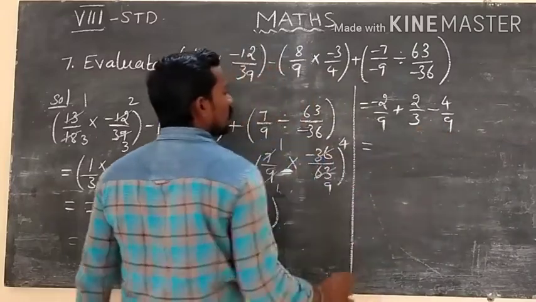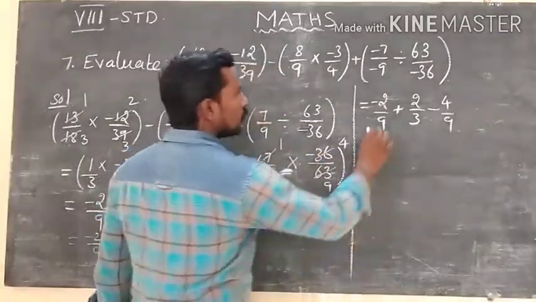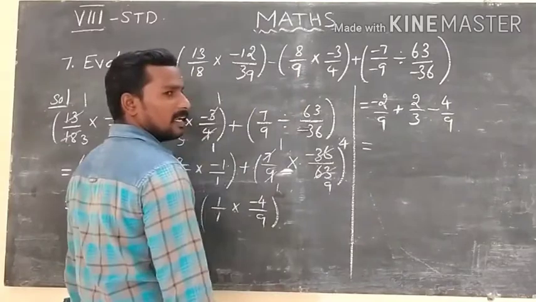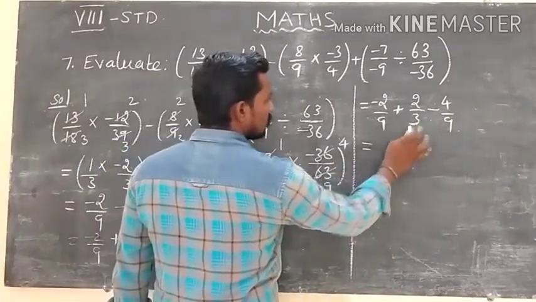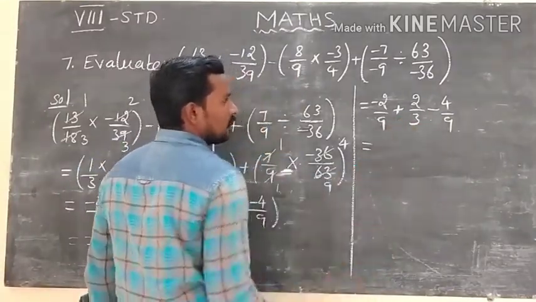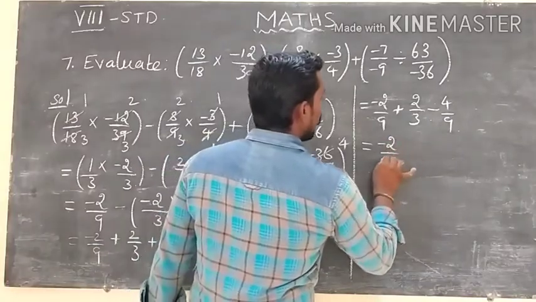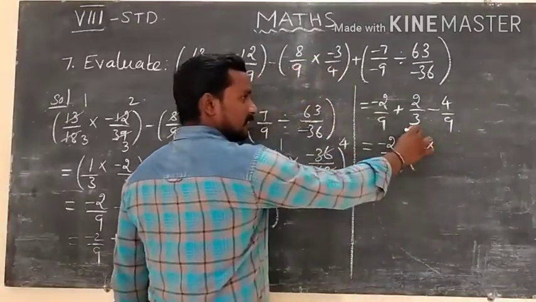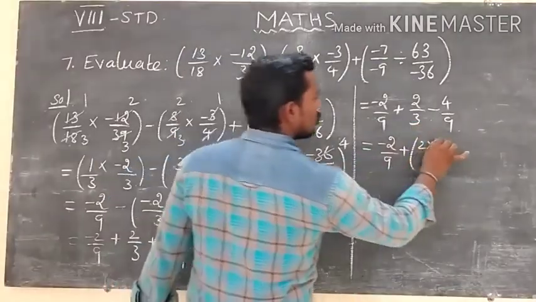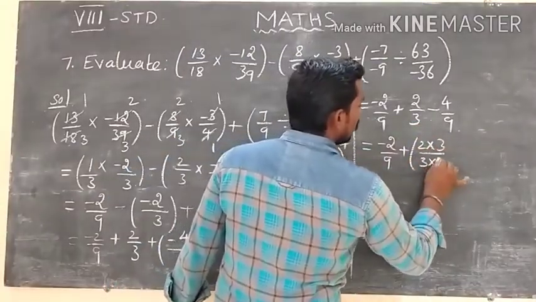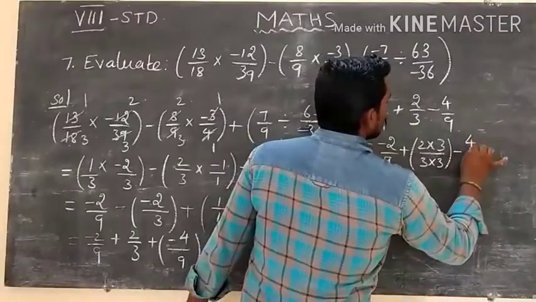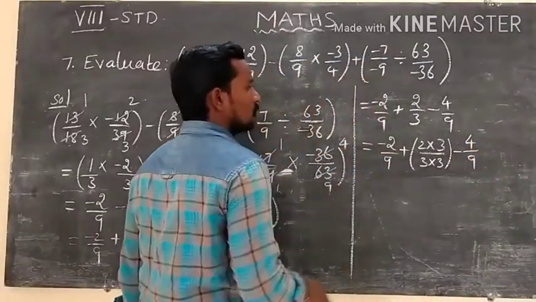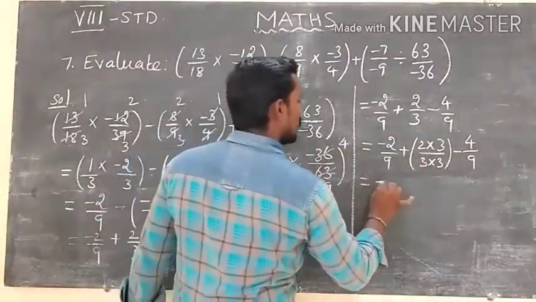So now compare all the denominators. The first and last are like fractions. The middle term is the unlike fraction. So convert into like fractions. Minus 2 by 9 plus, this value multiplying by 3 we get 9, because 3 3s are 9. So numerator and denominator multiplied by 3 divided by 9. So find out the equivalent fraction.